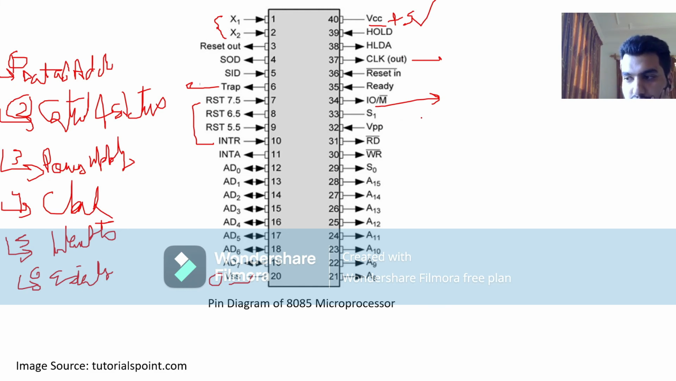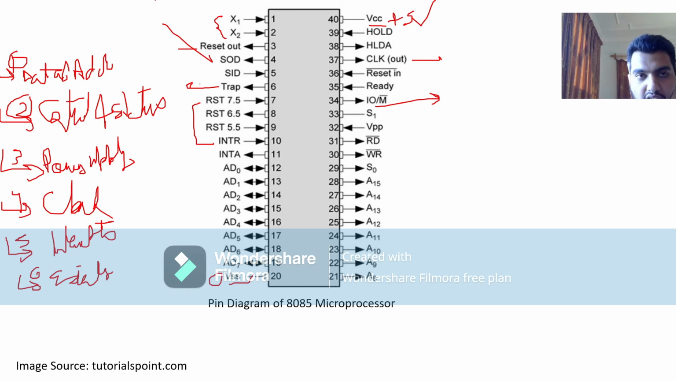Reset in is used to reset the microprocessor by setting the program counter to 0. Then we have this reset out. This signal is used to reset all the connected devices when the microprocessor resets. We have the ready signal, which is used to introduce a delay. Then we have this hold signal. This signal indicates that another master is requesting the use of the address and data buses. Then this was all. And also we have two serial signals.